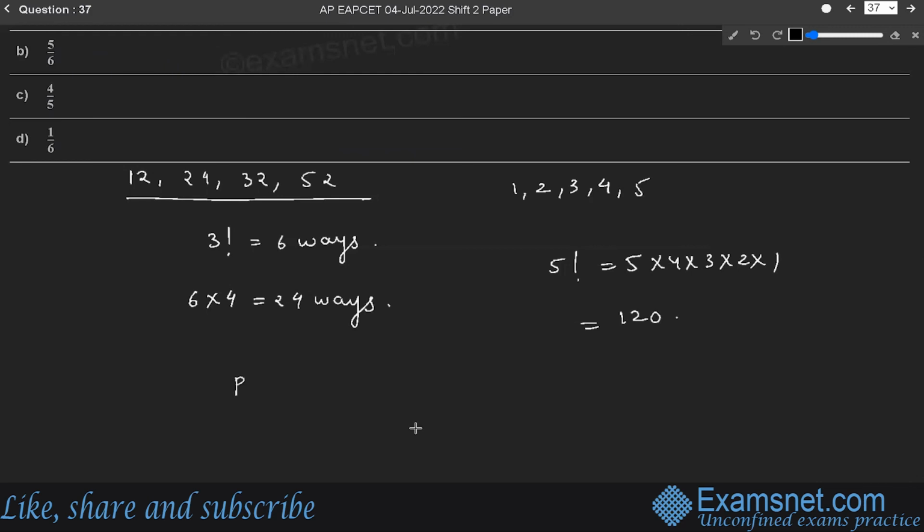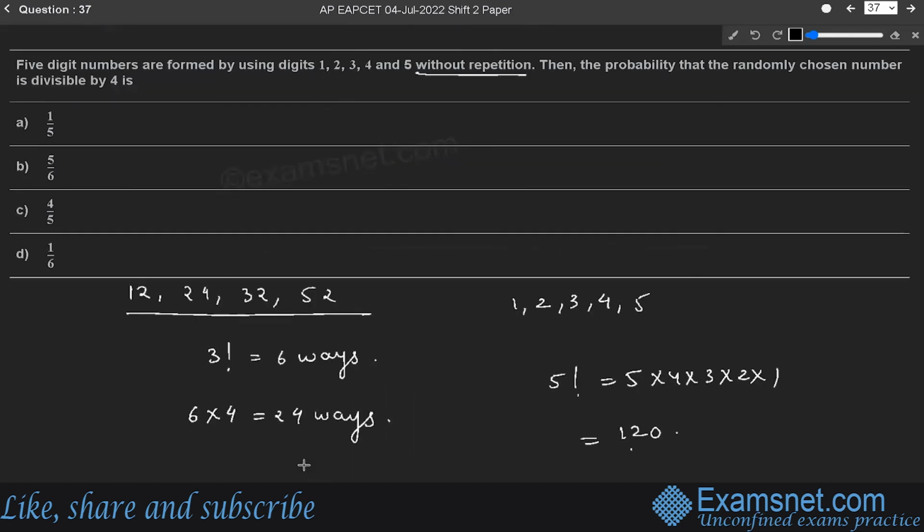Therefore, the required probability will be equal to the number of favorable ways, which is 24, upon the total number of ways, which is 120. So, 24 upon 120 is 1 upon 5. So we can say that the required probability is 1 by 5. Therefore, option number A is the correct option for this question.